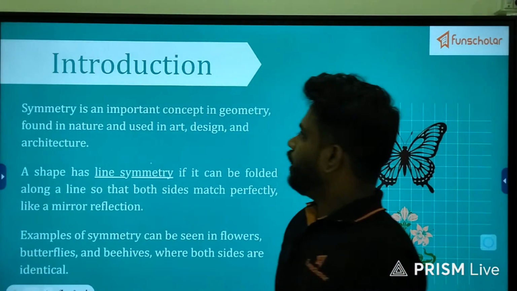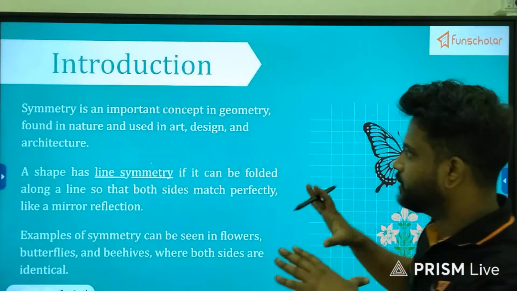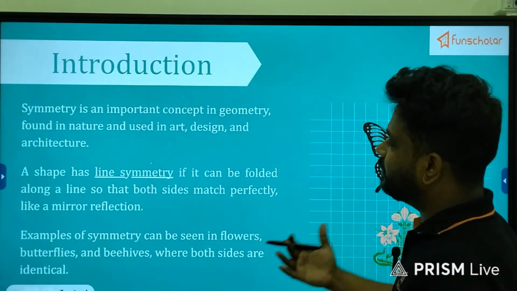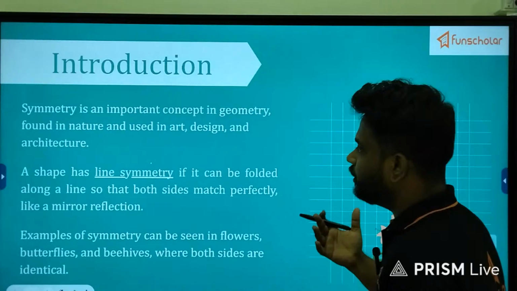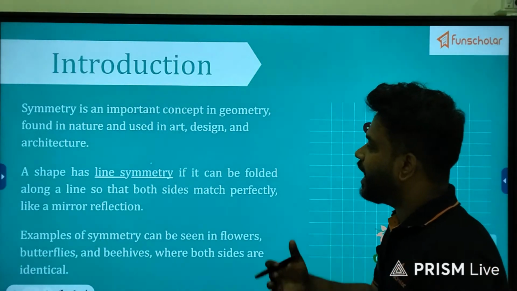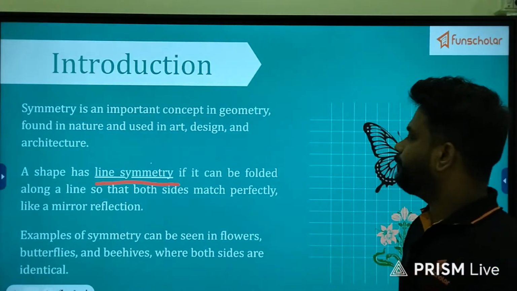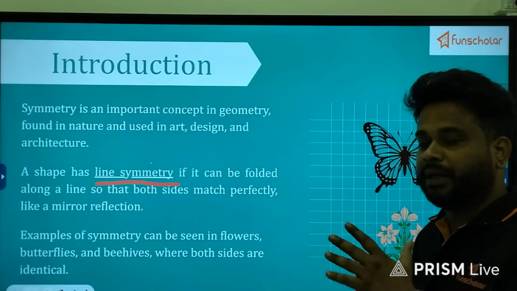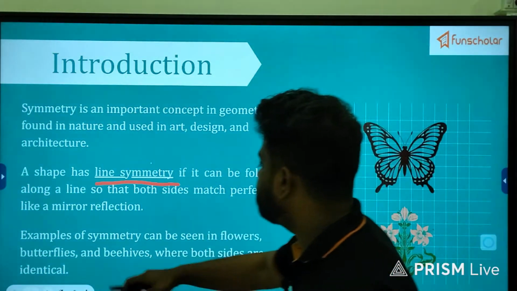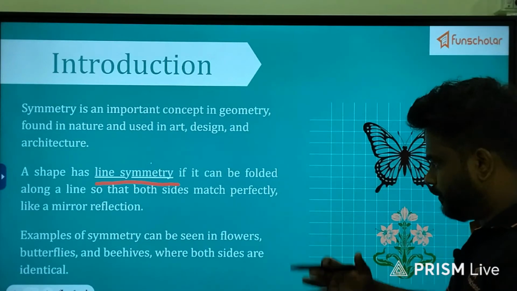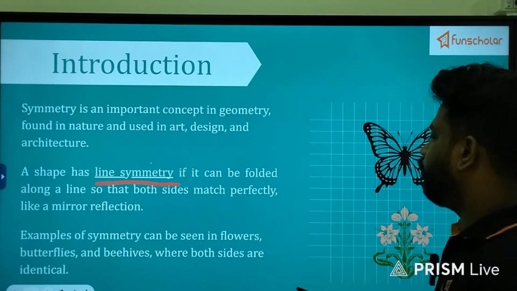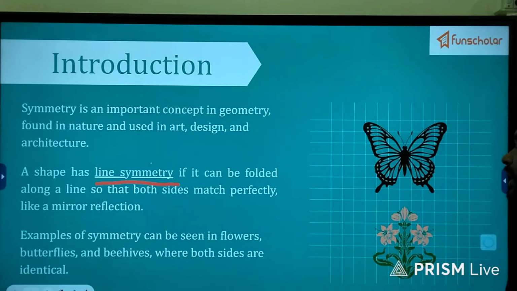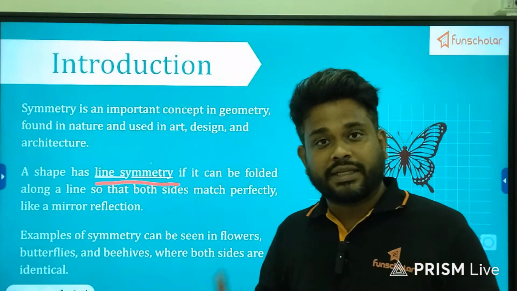Try to read this out: what does symmetry mean? Symmetry is an important concept in geometry, found in nature and used in art, design and architecture. A shape has line symmetry if it can be folded along a line so that both sides match perfectly, like a mirror reflection. Examples of symmetry can be seen in flowers, butterflies and beehives, where both sides are identical. So symmetry is not only common in daily life, but it is also common in nature.